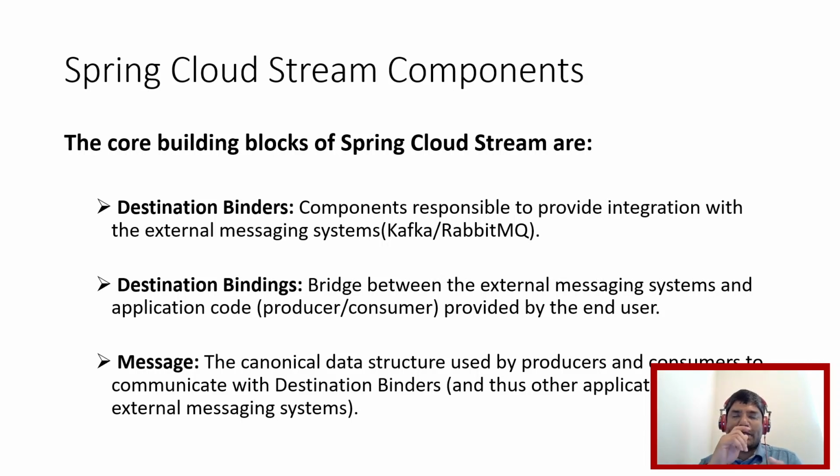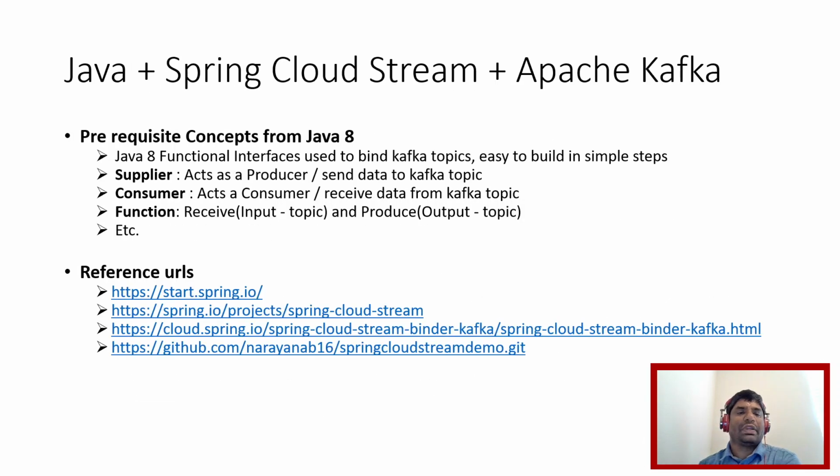Here they specified destination. Why did they specify destination for binders and destination for bindings? Because destination could be the source, or destination could be the real target system. That's the reason. These details you will clearly understand when you look at the code. Now, try to understand the concept.